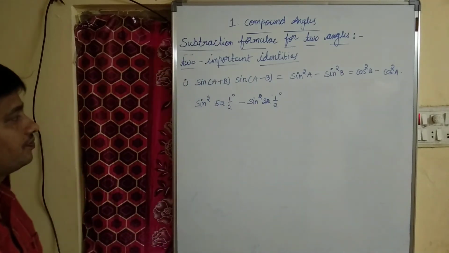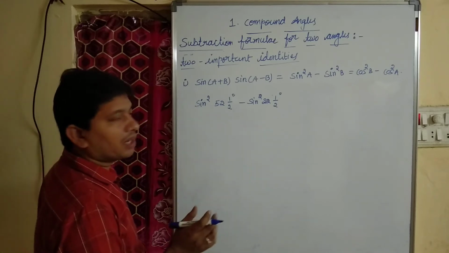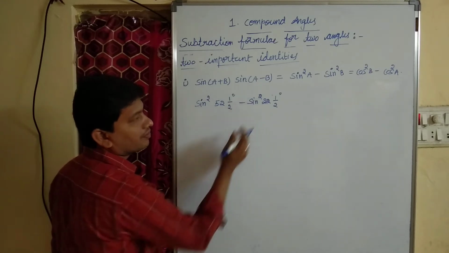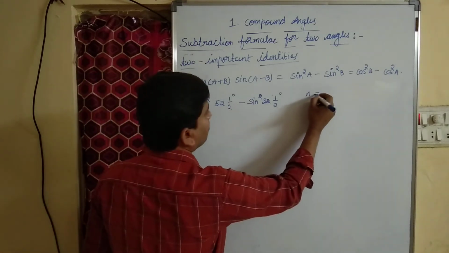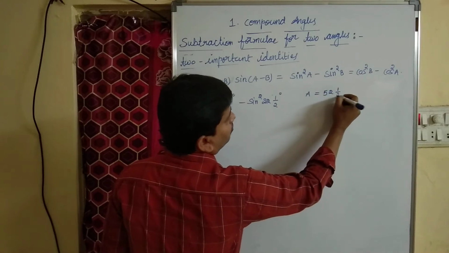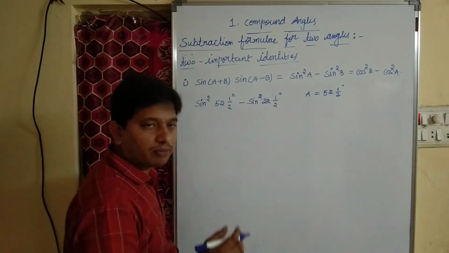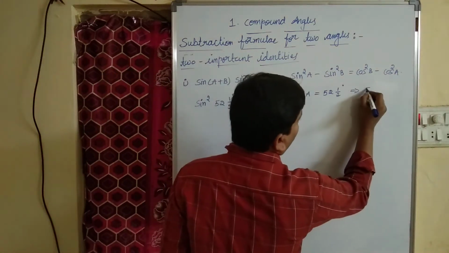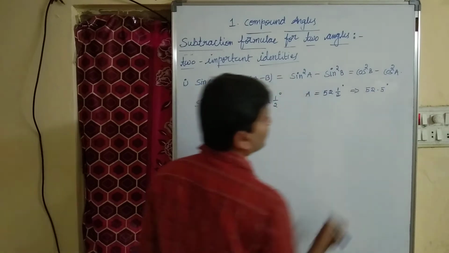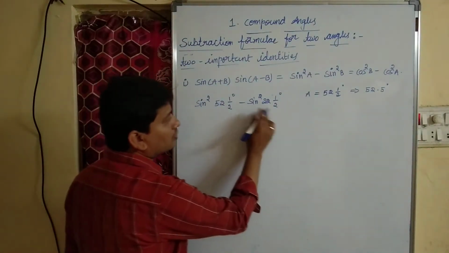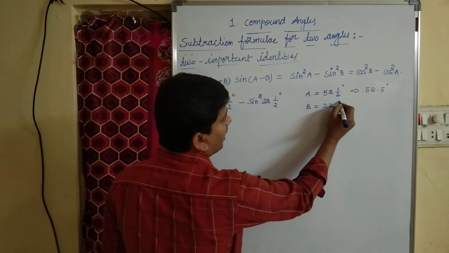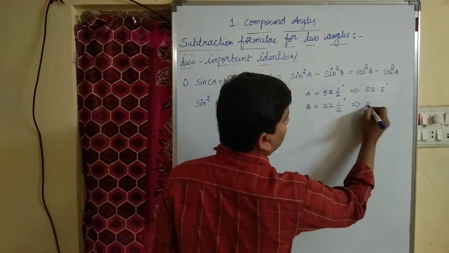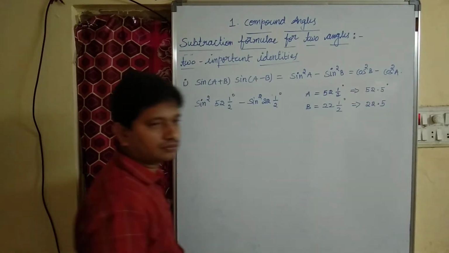If you see here, which is in the form of sin square a minus sin square b. Here children, a is nothing but 52 and 1 by 2 degrees. As 1 by 2 is nothing but 0.5, which is 52.5. Now coming to the b value, b equals 22 and 1 by 2 degrees, so 22 and 1 by 2 is nothing but 22.5. Right?